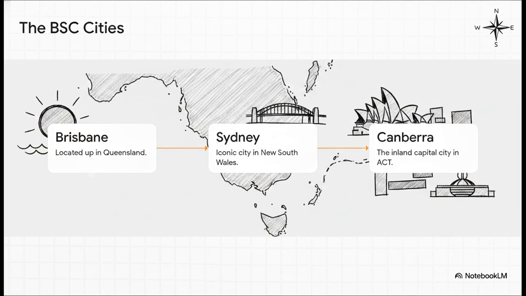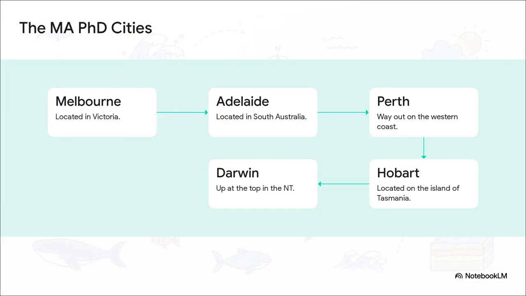Moving south along the coast, S is for Sydney, that iconic harbour city in New South Wales. And then, tucking just slightly inland from there, C is for Canberra, the capital city. Bam! That's your BSc. Let's move on and see how this builds as we continue our clockwise journey along the southern edge and up the west coast.